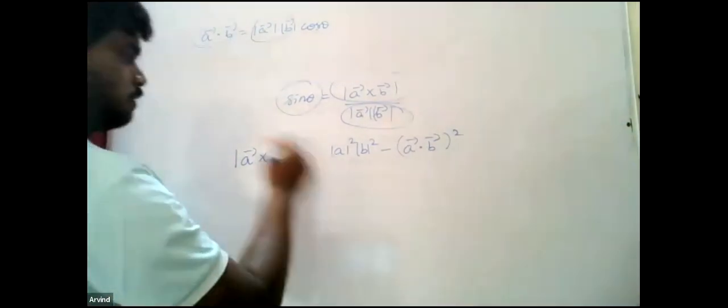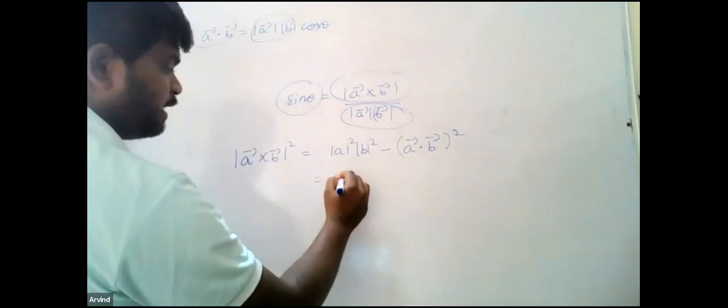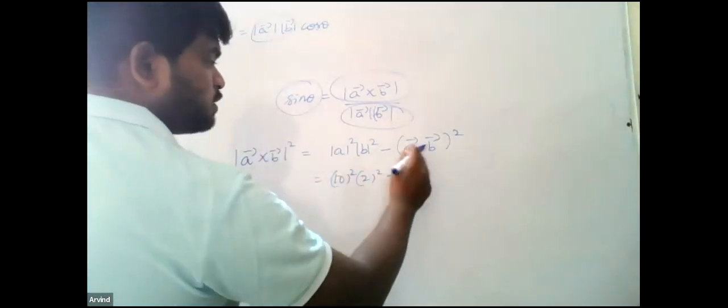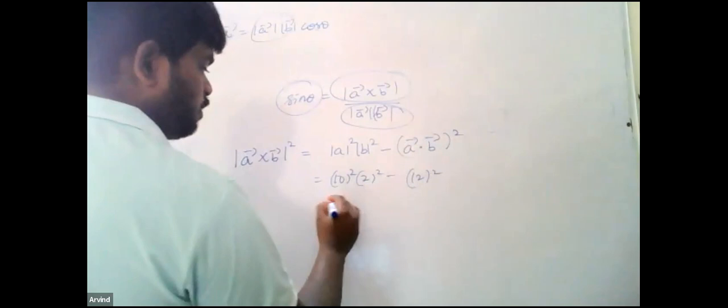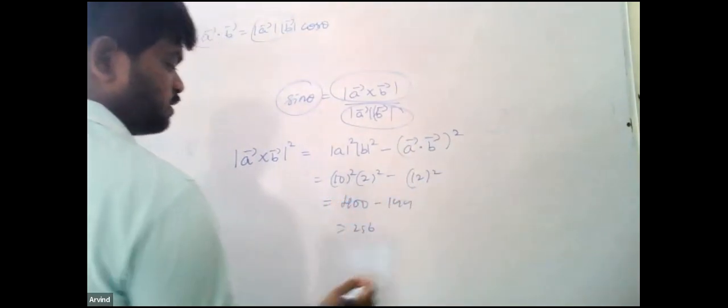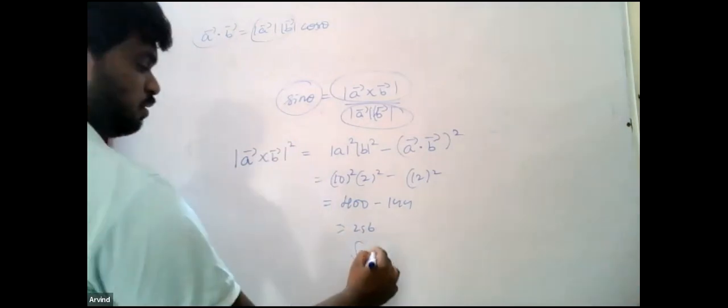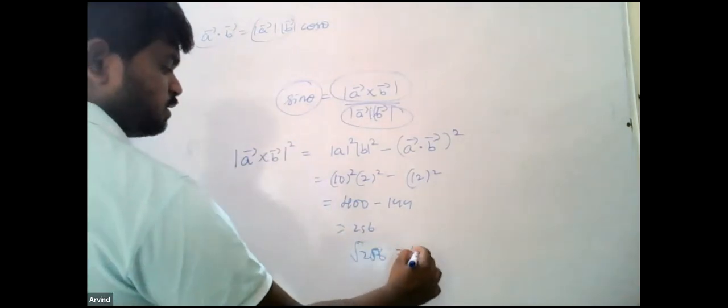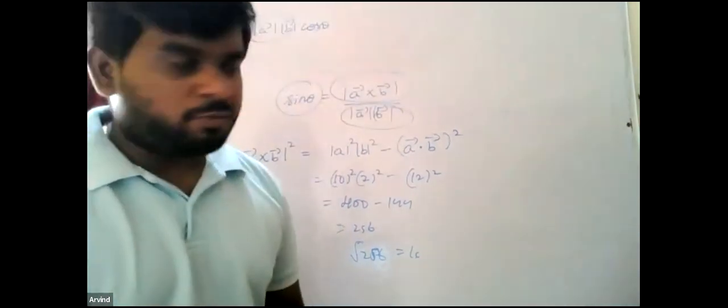So use this formula. A is 10 square into 2 square minus 12 square. So it will become 400 minus 144, which is 256. Take the square root. Square root of 256 is 16. That's the answer. Okay, based on this problem itself, I'll give you one more question.